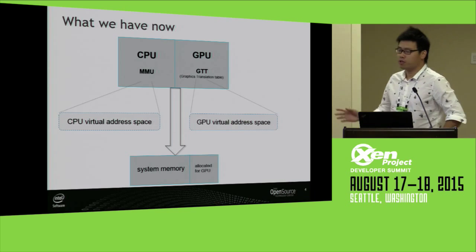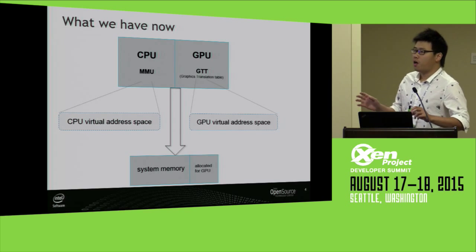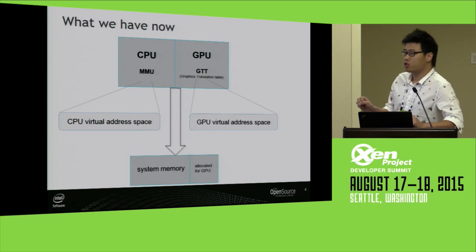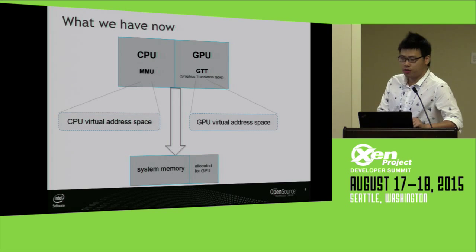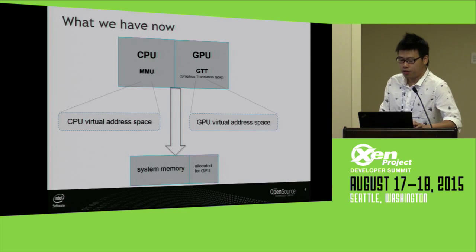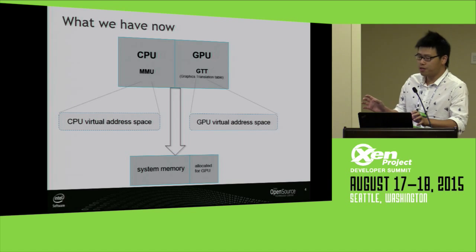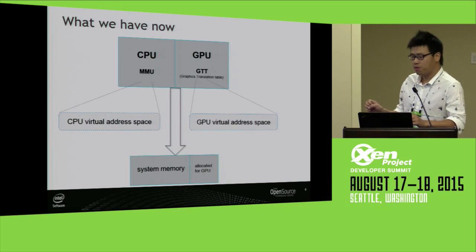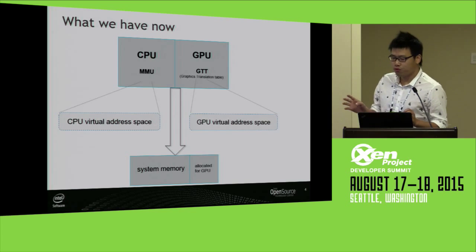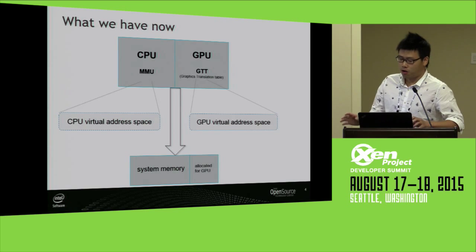This slide shows what we have today. From this slide, you can see the CPU and the GPU have independent virtual address spaces. The CPU uses the MMU to manage its virtual address space, while the GPU uses the GTT, which stands for the graphics translation table, to manage its virtual address space. Since these two virtual address spaces are totally independent, there must be some overhead when doing the GPU programming, such as data copy or data relocation operations that may be needed.